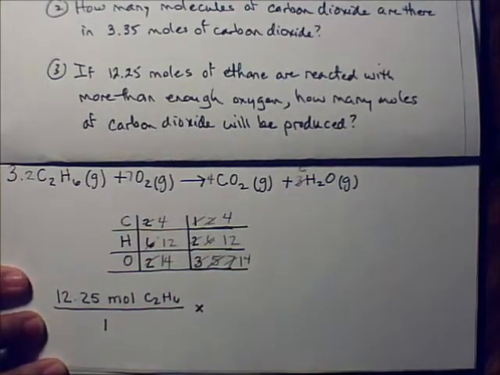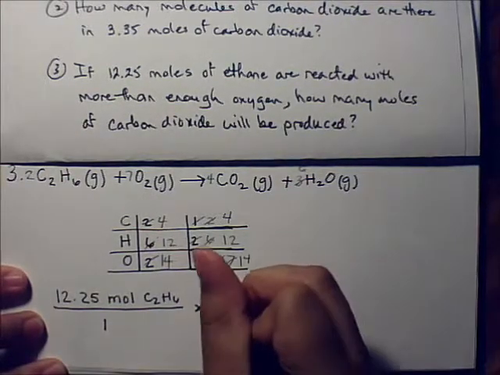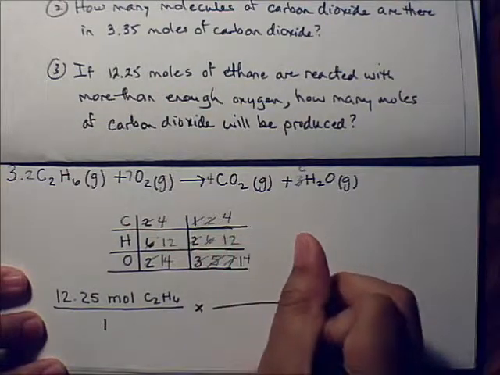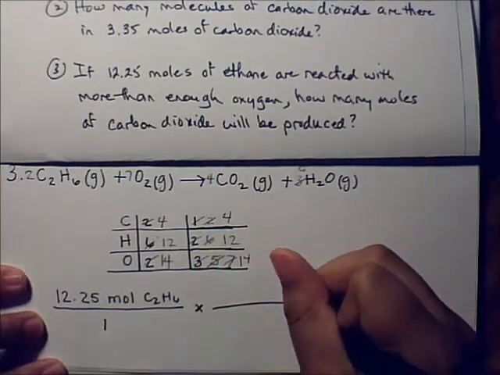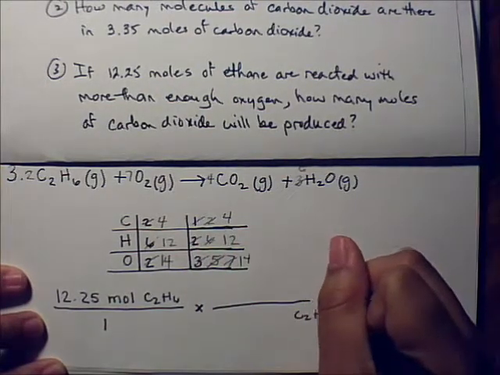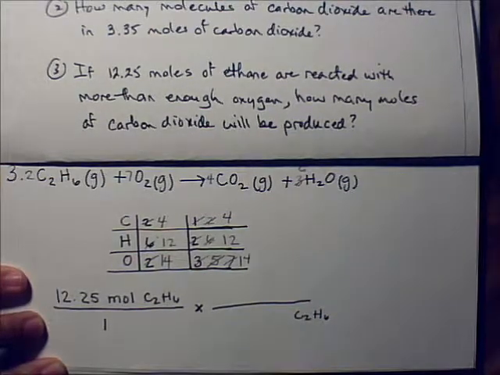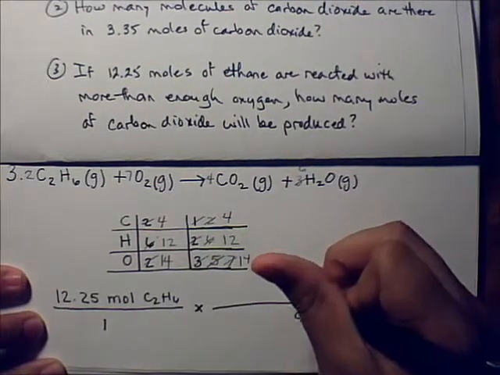The molar ratio comes from the balanced chemical equation. Okay? So we know that C2H6 has to be on the bottom, don't we? So put C2H6 on the bottom, over to the right. We know that has to be on the bottom because we've got to cancel that, right? And what do we want on the top? We're trying to get to what? Carbon dioxide. Put CO2 on the top.